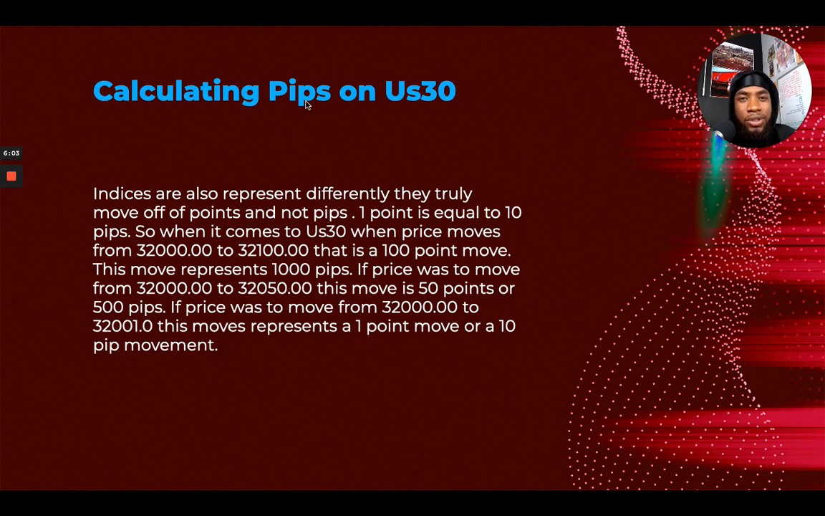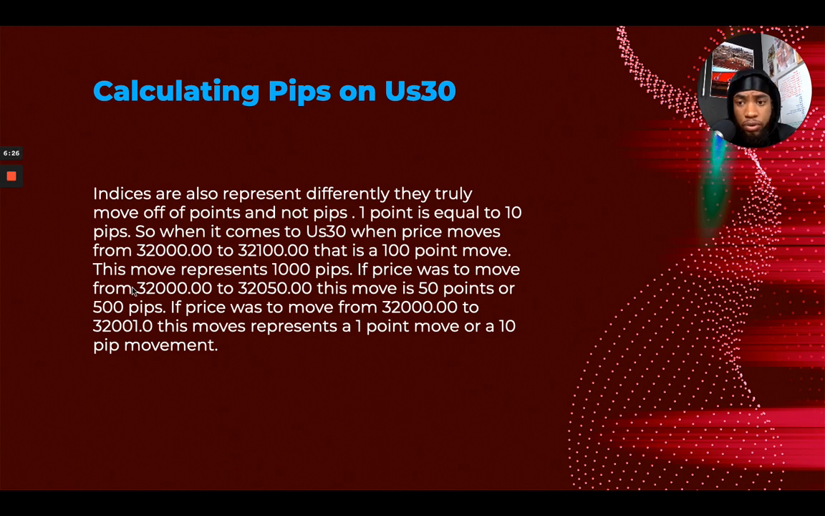All right, so now we're going to calculate the pip counts when it comes to the big dogs. Indices are represented a little bit differently. They truly move off of points and not pips, and 1 point is equal to 10 pips. So when it comes to US30, when price moves from 32000.0 to 32100.0, this is actually a 100-point move, which represents 1,000 pips.